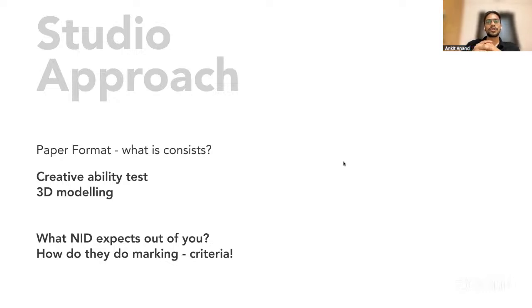But NID mostly looks into the thinking process behind this. The model might not be as beautiful as it can be, but that is secondary. The first thing they look into is what the concept is, what the functionality is, and why you have made the model in a certain way, right? So these are some criteria on which they do the marking. Many times they don't care how beautiful it looks, but how creative it is. That is one of the major criteria they look into, right? So this is the studio approach that NID looks into.